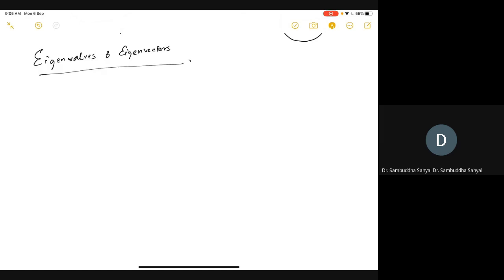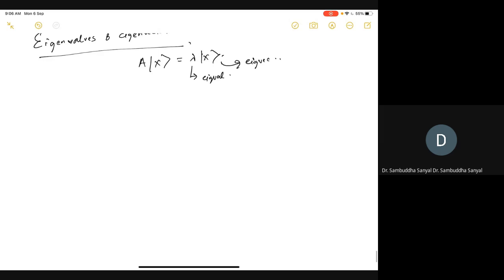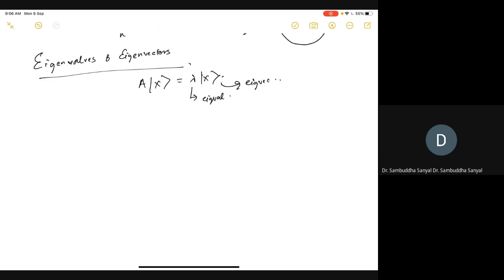So this is something you know: if you have a linear operator defined in a linear vector space and it satisfies an equation like that, it means that normally an operator takes a vector to another vector, but instead it just stretches or shrinks that vector, changing the magnitude, nothing else. So when an operator has such vectors, those vectors are called eigenvectors, and this value is called the eigenvalue. Generally, we are dealing with a complex vector space, so this lambda is a complex number.